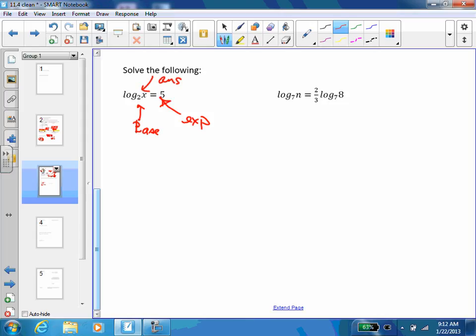So how would I rewrite this? I would say that this is 2 to the 5th equals x. Well, this I can solve, right? Because I've isolated the x.